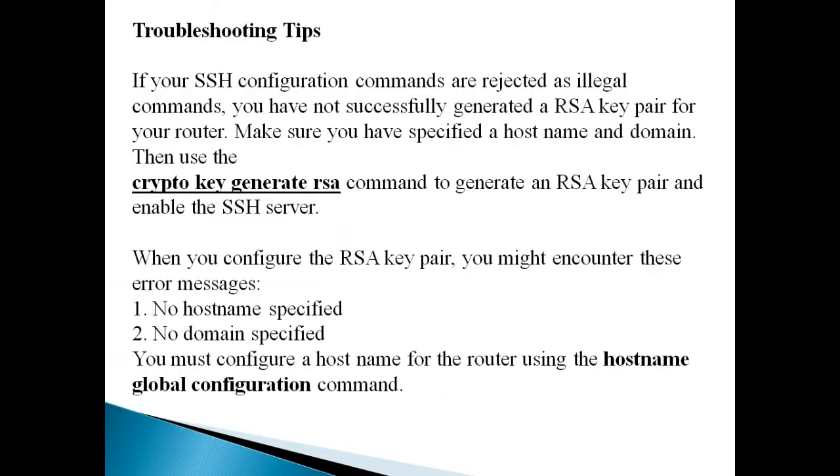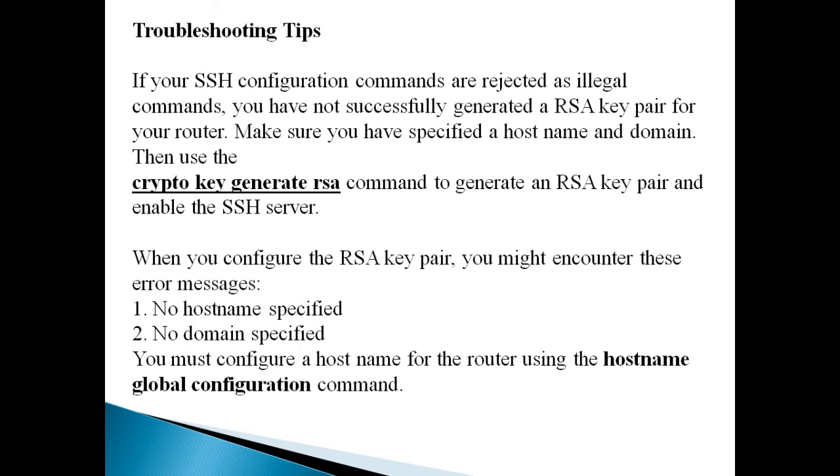Troubleshooting tips. If your SSH configuration commands are rejected as illegal commands, you have not successfully generated an RSA key pair for your router. Make sure you have specified a hostname and domain. Then use the crypto key generate rsa command to generate an RSA key pair and enable the SSH server.